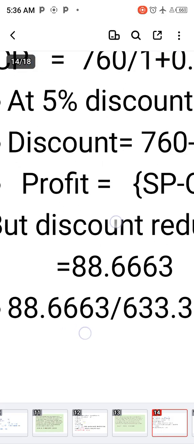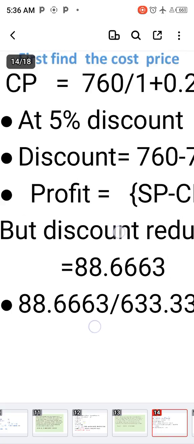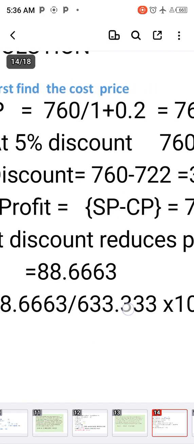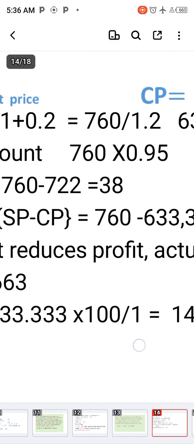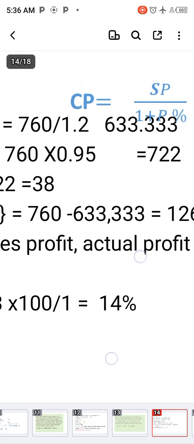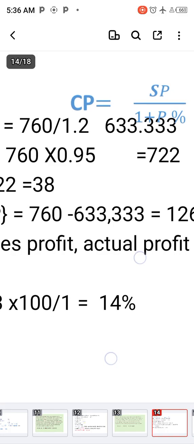So the percentage profit is 88.667 divided by 633.333 times 100 over 1. And that will give us what? 14%. And that is the answer. Is that clear? Any question? In the absence of question, let's proceed.